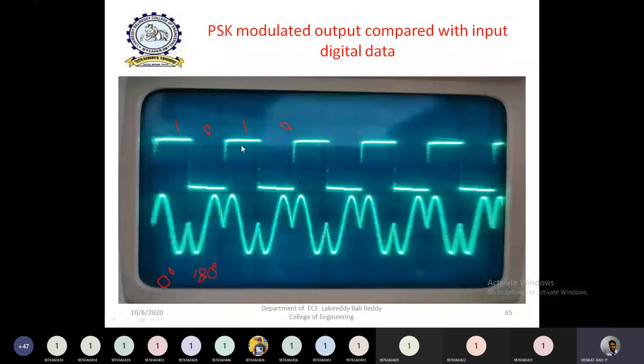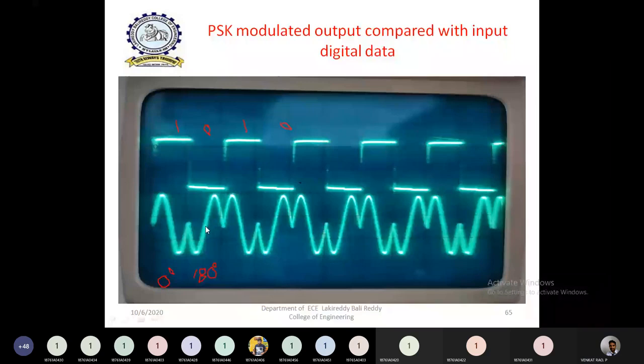Similarly, that will be repeated. Again, if there is a 1, the same carrier signal is obtained. Again, if there is 0, the 180 degrees carrier is obtained. Again, 1, same carrier, 180 degrees carrier, and so on. Like that, from the PSK modulated output, you should be able to identify how many phases there are and what the phase values of the PSK modulated signal are. That is identified as 0 degrees and 180 degrees, corresponding to the input of binary 1 and binary 0. That you need to identify from the output of the PSK modulated signal.